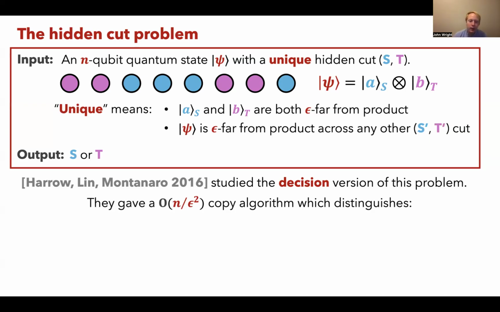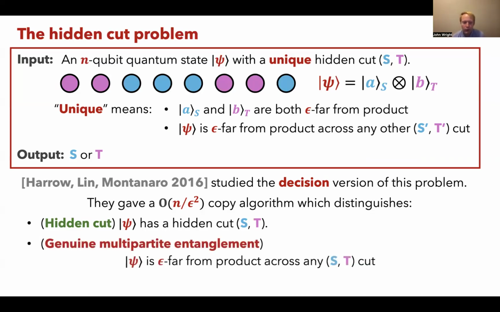And they gave an algorithm for this, which uses order n over epsilon squared copies, and it distinguishes the following two cases. So in the first case, there is indeed a hidden cut. Psi has a hidden cut S and T. And in the other case, they call it the case of genuine multipartite entanglement. And in this case, psi is just epsilon far from product across any ST cut. So their algorithm solved this decision version. It doesn't find the cut, but it tells you if one exists.